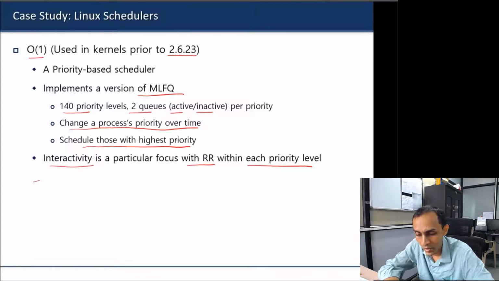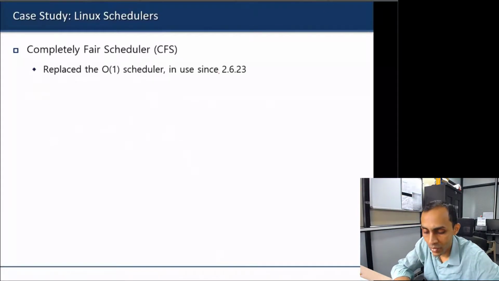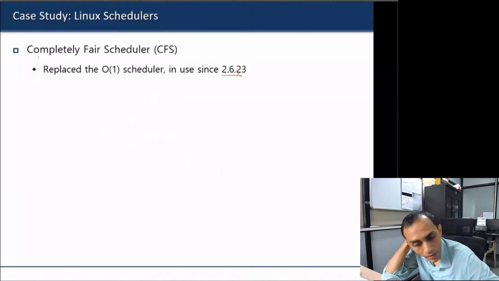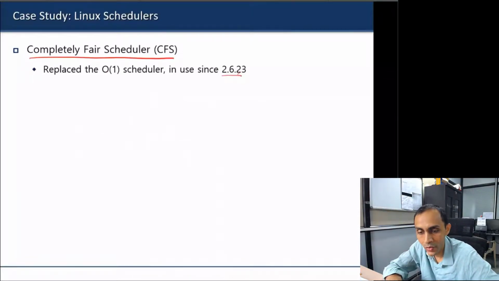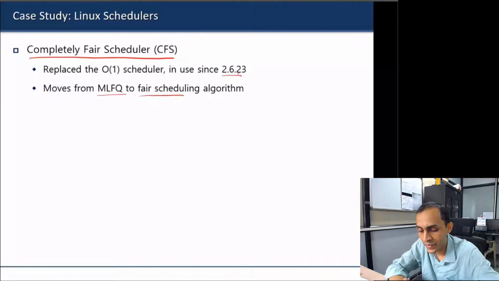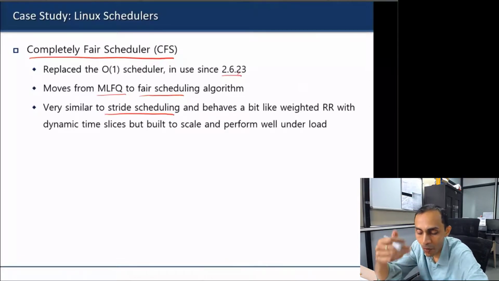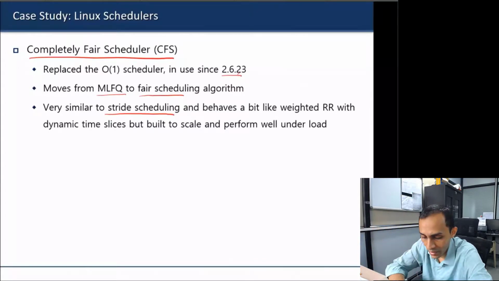The one which is used after 2.6.23 is called the Completely Fair Scheduler, and this is the version of the fair scheduling that we have discussed in this class. Instead of MLFQ, it moves to the fair scheduler strategy, and it is very similar to the stride scheduling algorithm that we discussed. It keeps track of how much a process has run and increments that based on its stride, and we'll see about that. It behaves a bit like a weighted round robin algorithm, with dynamic time slices.